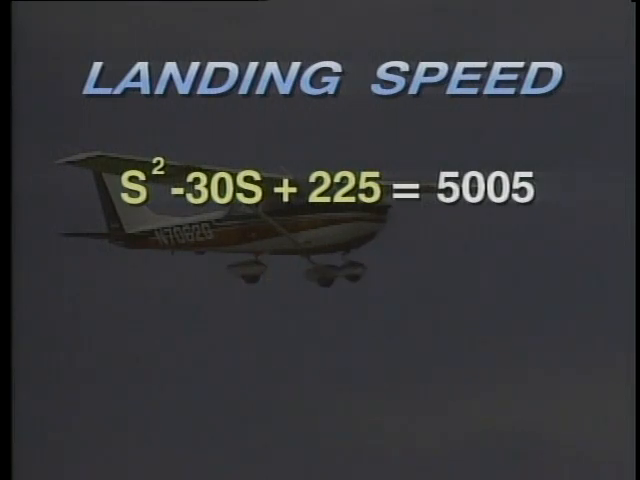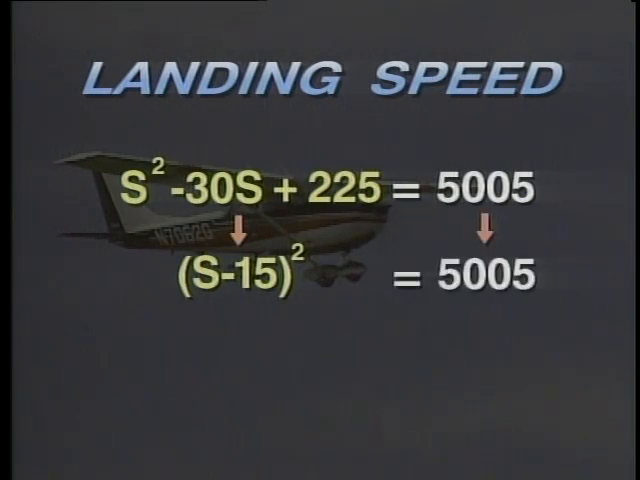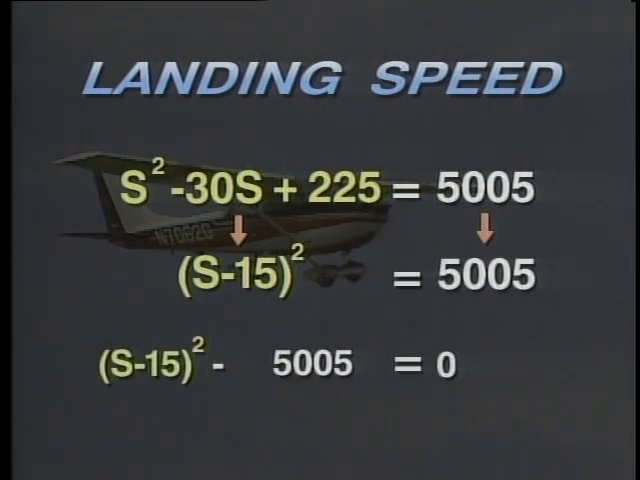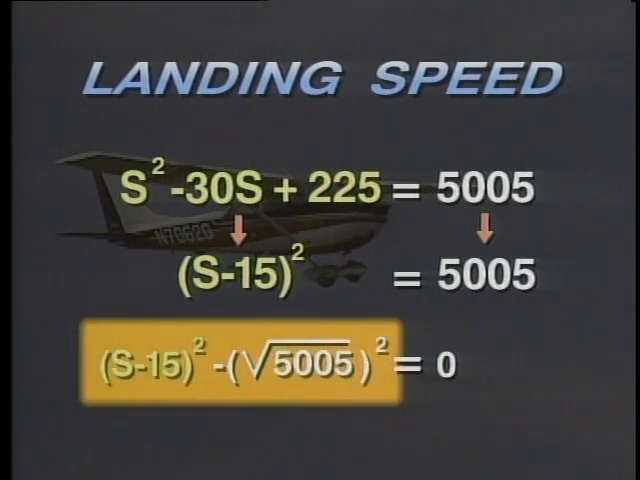Now we can factor our perfect square. It's s minus 15 squared. We can subtract 5005 from both sides, and we can think of 5005 as the square root of 5005 squared. Now we have this squared minus this squared, which is the difference of squares. And now we can factor and solve. Completing the square is a powerful technique, and it makes sense.